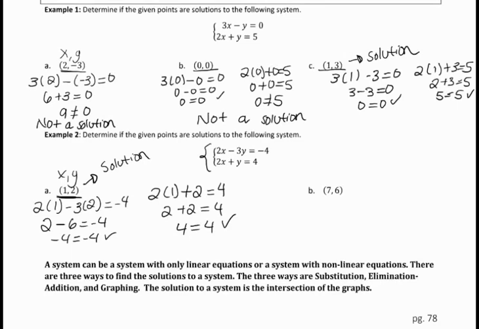This one you can go ahead and try it out on your own. So for example B, try it out.